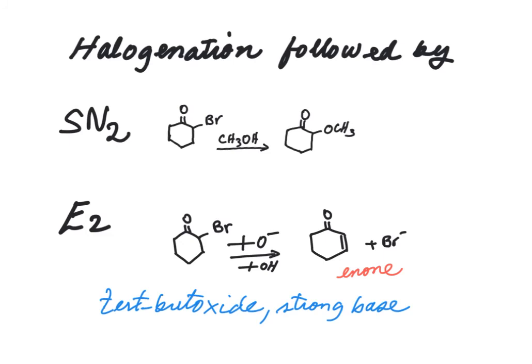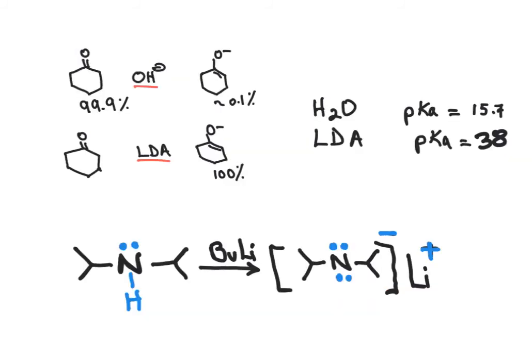Once we have done the halogenation on the alpha carbon, we can decide what is the next step. We can have SN2 reactions by replacement of the Br, or we can use a strong base for replacement of the Br by elimination to produce an alpha-beta unsaturated ketone.